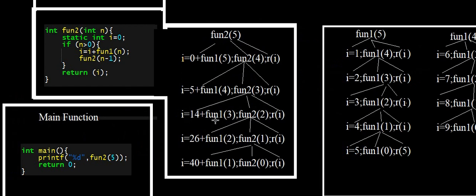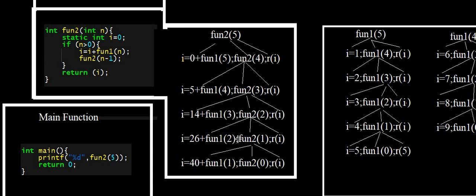Now except this condition we have to execute function 2 of 3. In function 2 of 3, n is 3 and n is greater than 0, i plus function 1 of n, which is function 1 of 3. Why 3? Because 3 is coming from here.